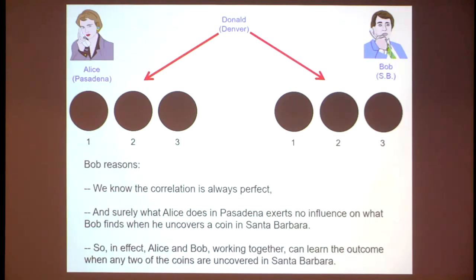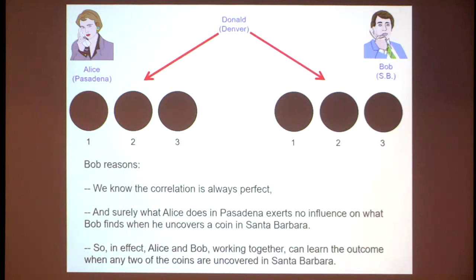And Bob thinks for a minute, and he says, wait a minute, Alice, you're wrong. There's a way to uncover both of the coins. Look, suppose you uncover coin number 2 in Pasadena, okay? Well, what if I uncover coin number 1 in Santa Barbara? Now, we know for sure that when I uncover coin number 1, if you uncovered coin number 1, you're sure to find the same thing that I found. No doubt about that, because we've tested it time after time, and it always works. So this time, I can uncover coin number 2, you can uncover coin number 1, and we'll know for sure, without any doubt, what you would have found if you had been able to uncover both coin number 1 and coin number 2 in your lab in Pasadena.